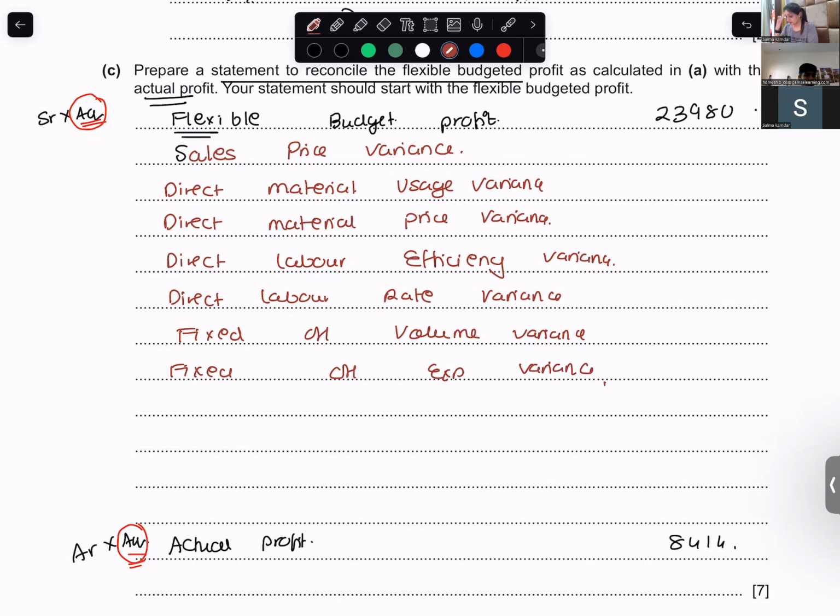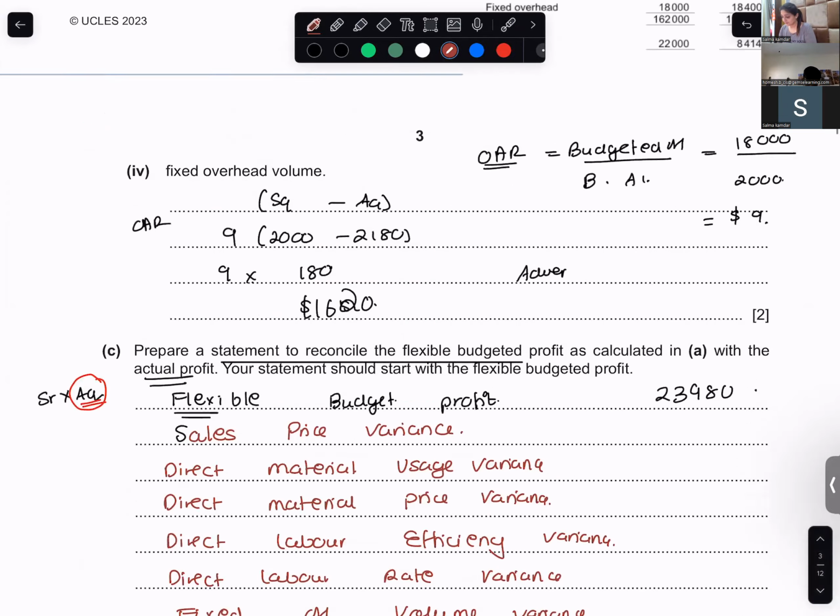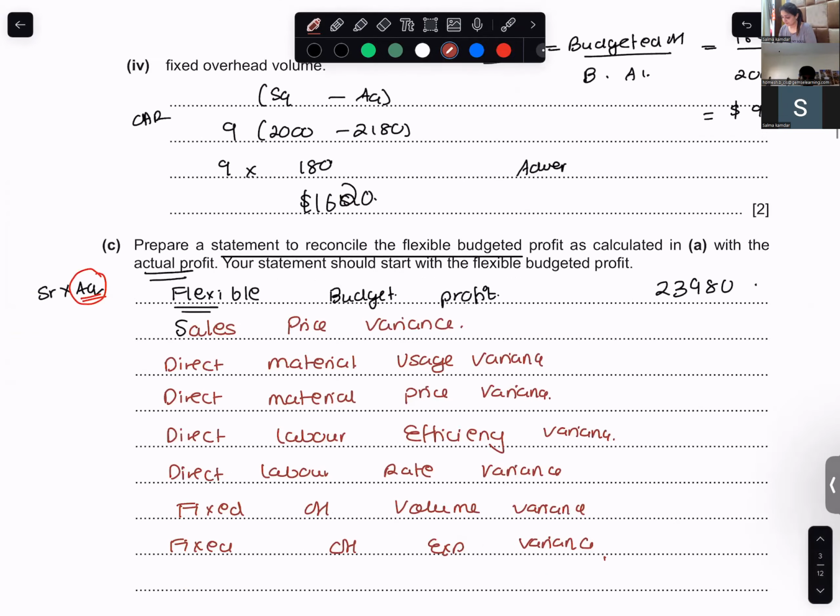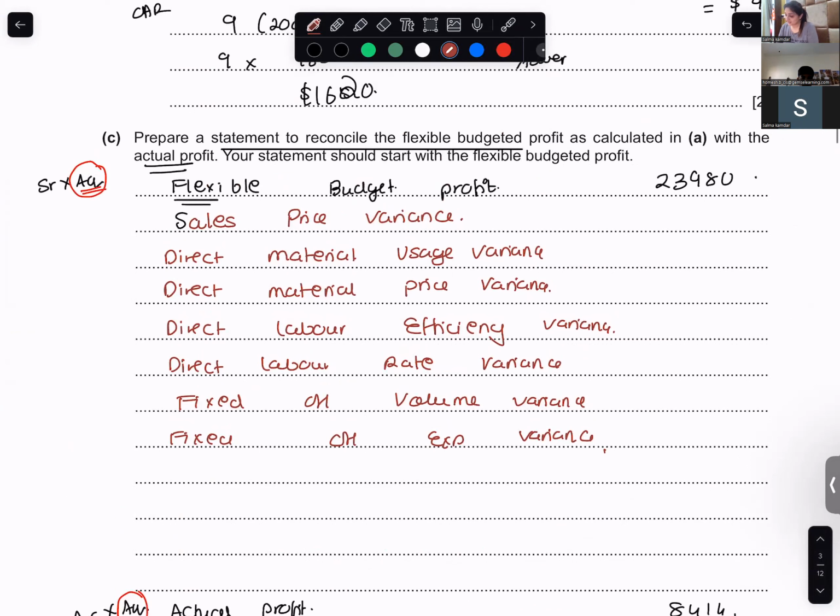Okay, fine. Sales price variance is how much? 4360 adverse. Sales price variance was 4360 adverse. Now we go for material.